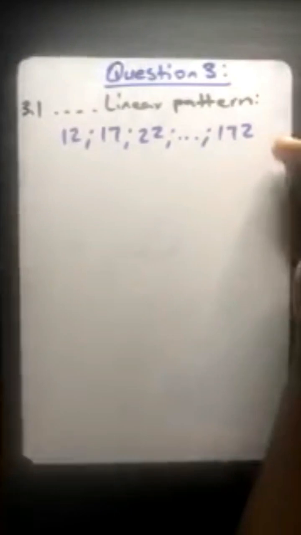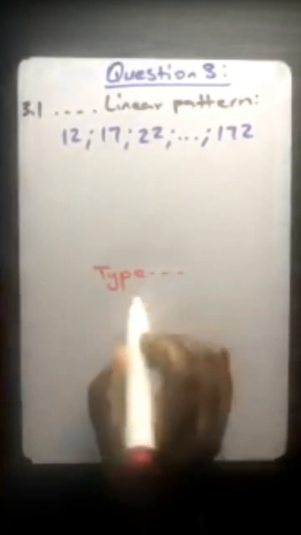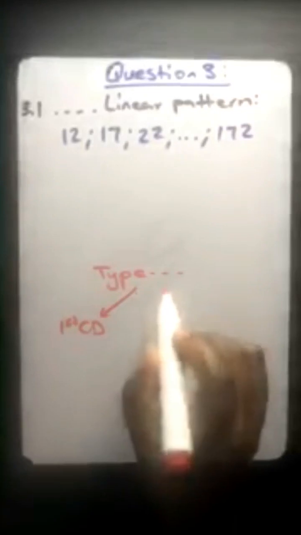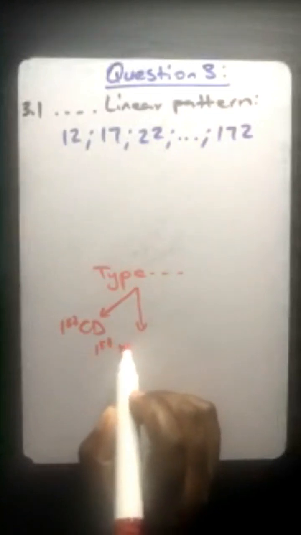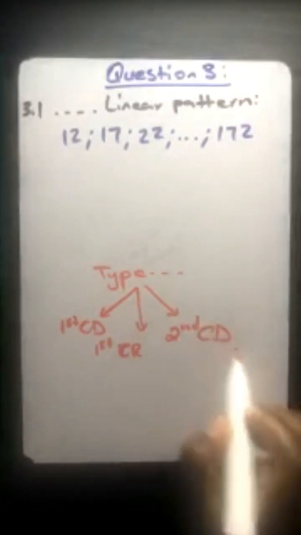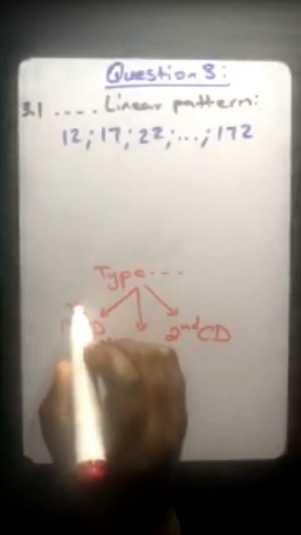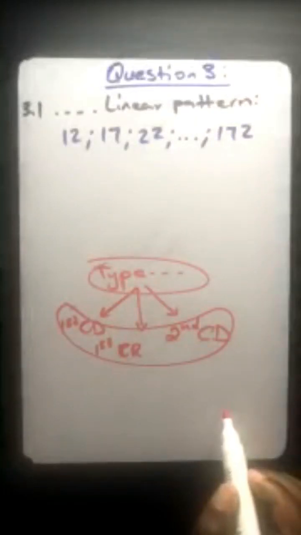Guys, this is what you should remember at all times. Under patterns, sequences or series, the first thing you need to be aware of is the type of pattern you are dealing with. If it is linear, you need the first common difference. If it is geometric, you need the common ratio. Quadratic, you also need the second common difference. Once you have those and you know the type, you are in a better position to start answering the questions.